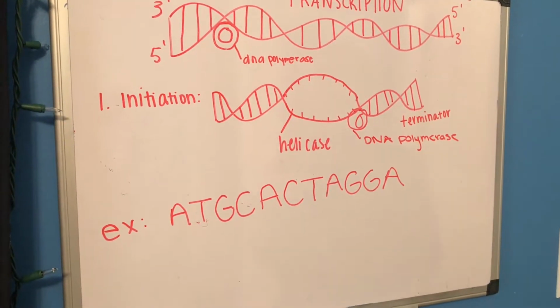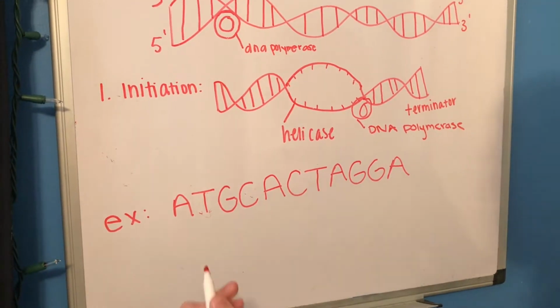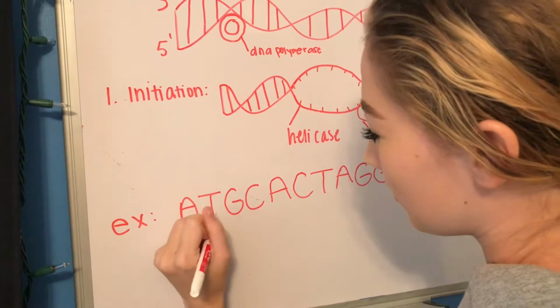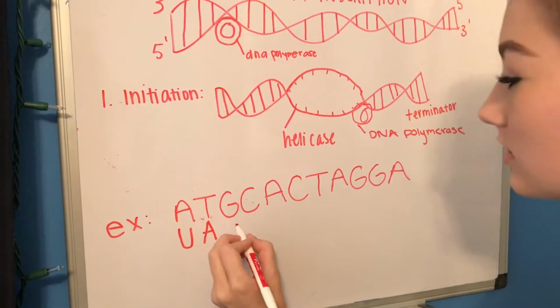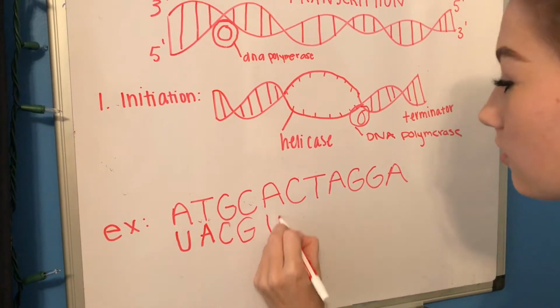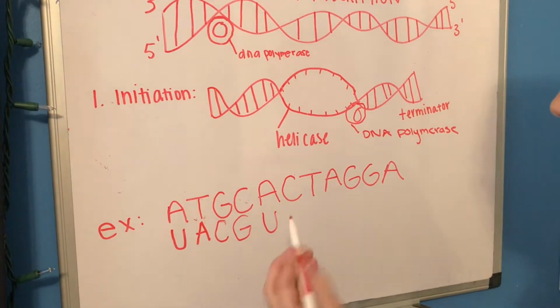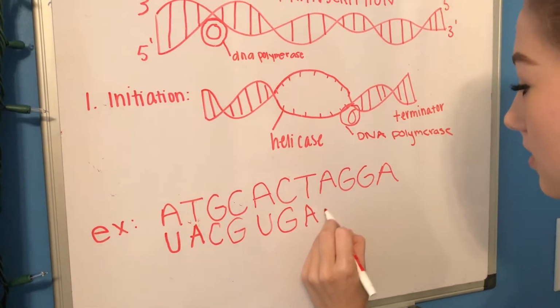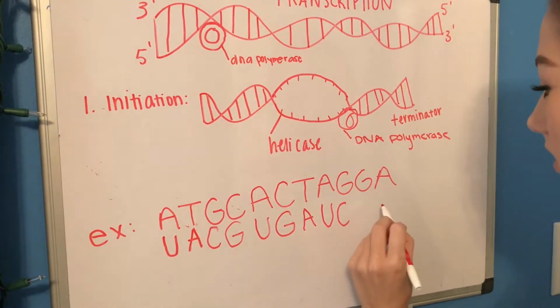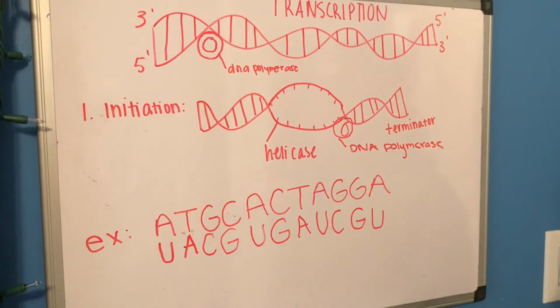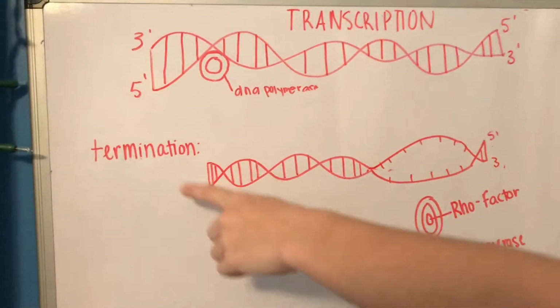So the A's turn to U's, and the T's turn to A's, and G's always C, C to G, U. So the A's turn to U's instead of T's now. And then this just goes all the way. So the T's get canceled out. And that is transcription. Termination.